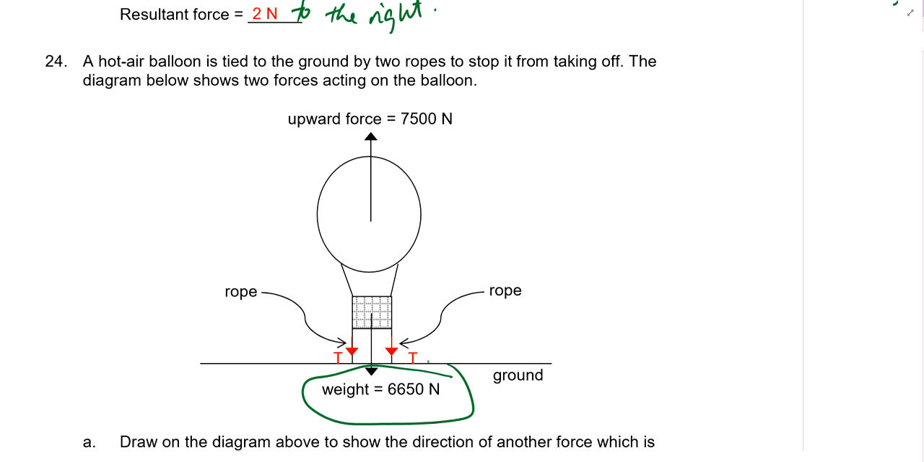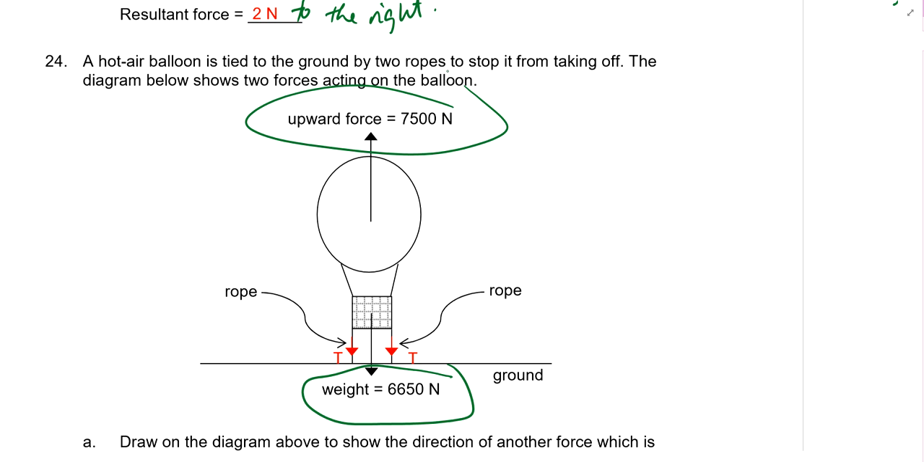Then, hot air balloon, right? What direction does it always want to go? It always wants to go upwards. So there is a force pushing it up, right? This force is called the upward force in this case, okay? Now, it is given to us that it is 7,500 newtons. Based on this diagram, upward force 7,500 newtons, weight downwards 6,650 newtons. Based on just these two only, what is the result force? Right? How much is it?